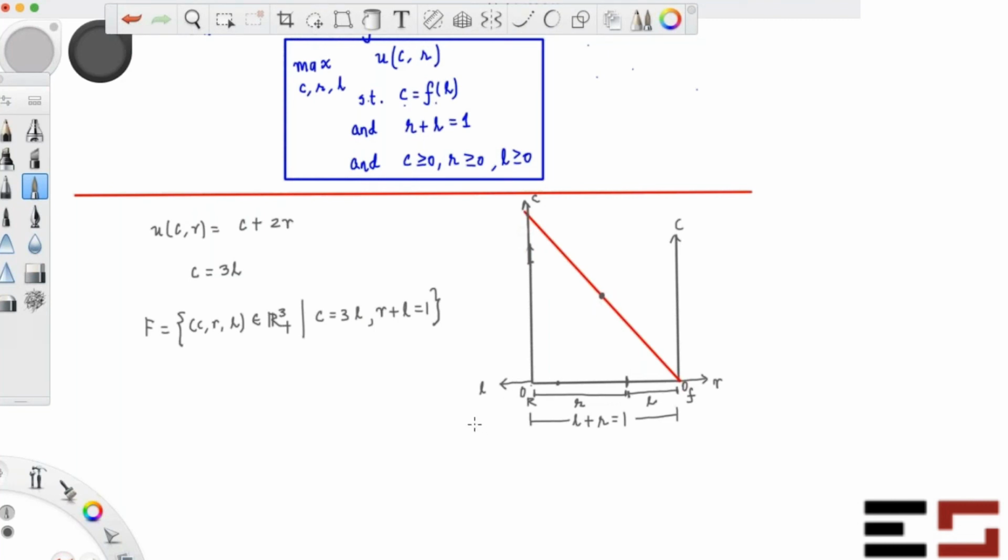Now look at any point here. This is a feasible allocation. How is this a feasible allocation? Because C is equal to 3L and L plus R is 1. So the set of feasible allocations is this red line. Have you all understood this? Any questions?